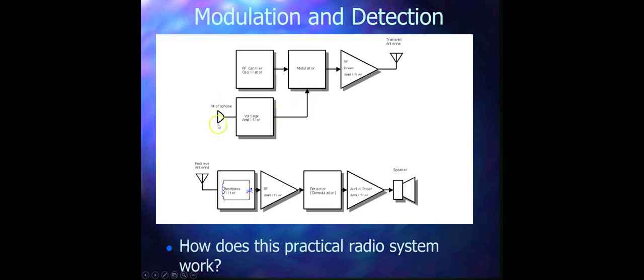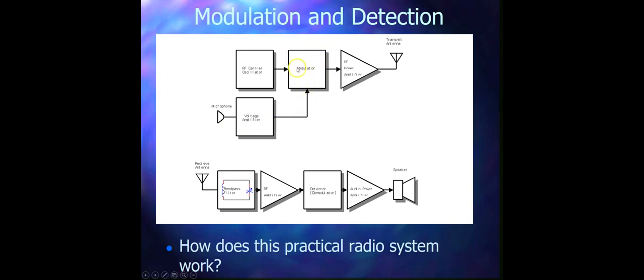So you see here the microphone is attached and a voltage amplifier is connected over here. From here the message, which is basically our information signal, is sent from this microphone, and since we know that the signal magnitude is very small, that's why the voltage amplifier is connected here, so that the magnitude can be increased, and then that signal is sent to the modulator.